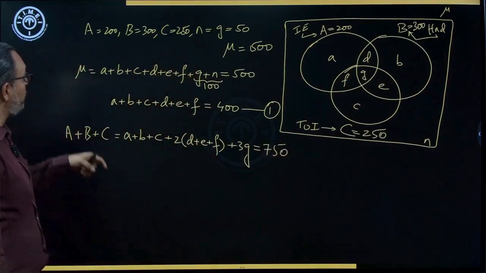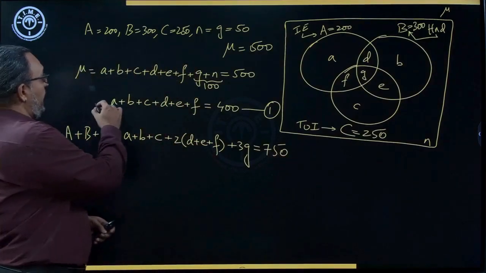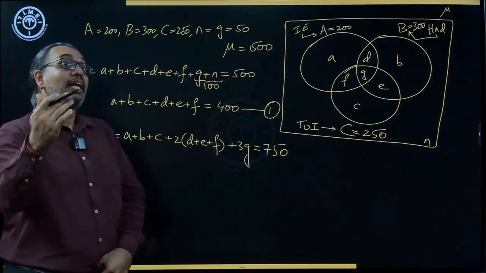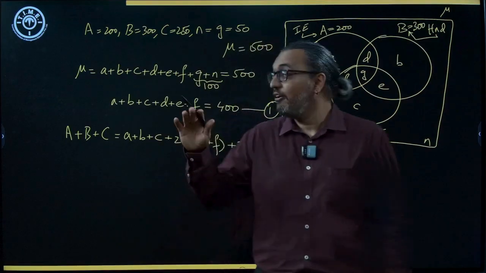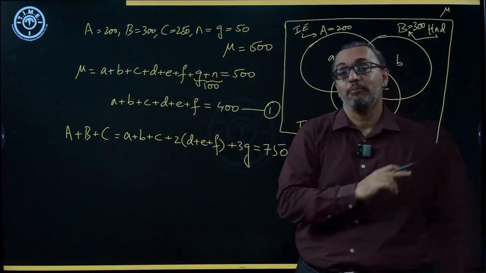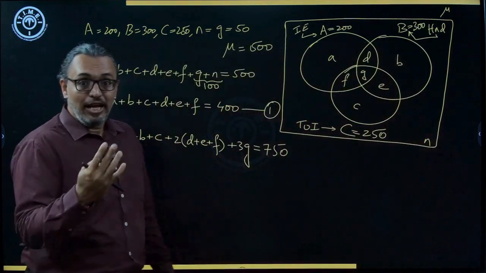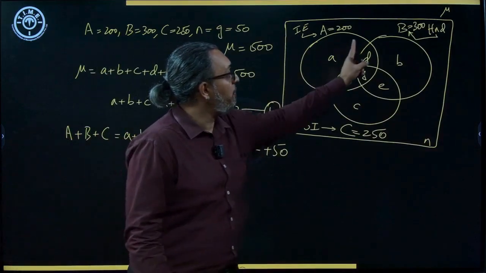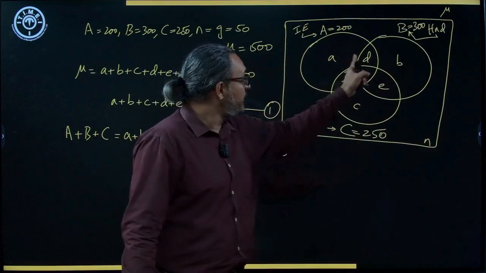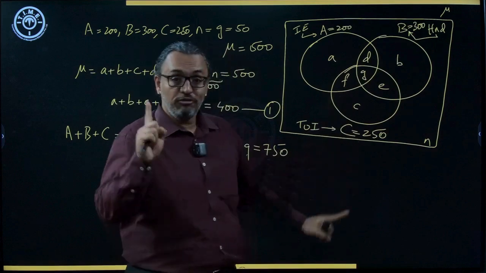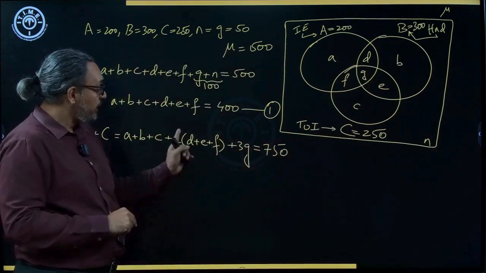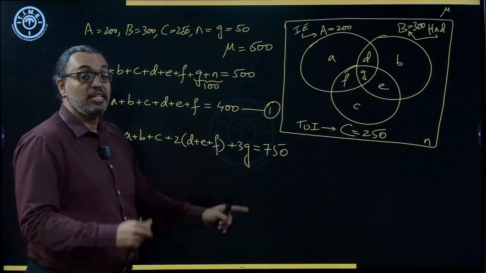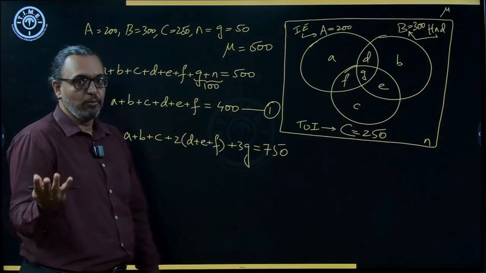So now what is the difference between A union B union C and A plus B plus C? When I say A union B union C, every element should be added only 1 time. Means in A union B union C, what do you get? A, B, C 1 time, D, E, F 1 time, G 1 time. But in A plus B plus C, A, B, C 1 time, D, E, F 2 times, G 3 times. That's the difference. That is how you remember.